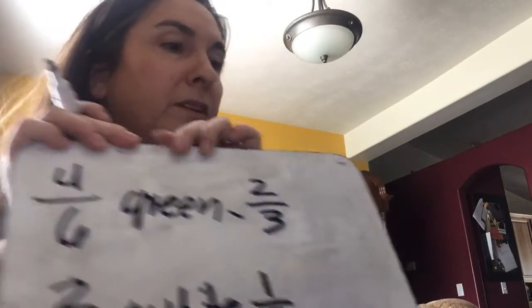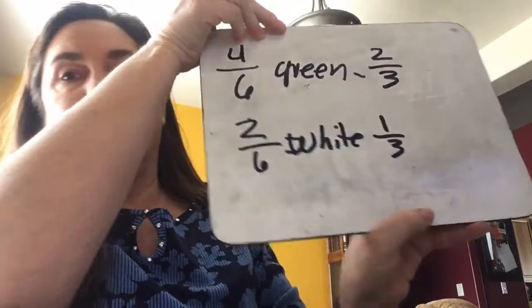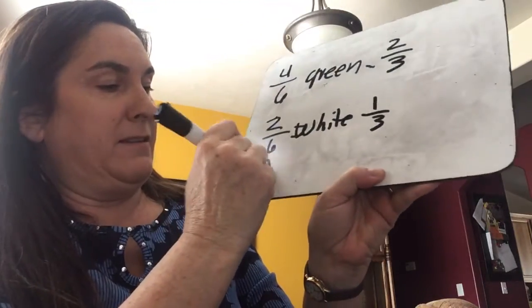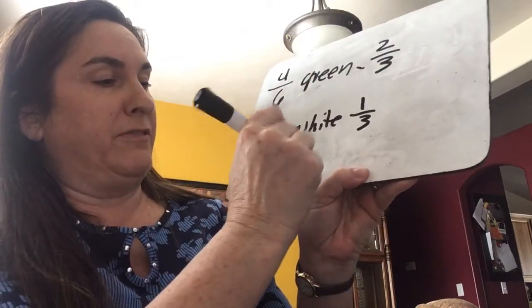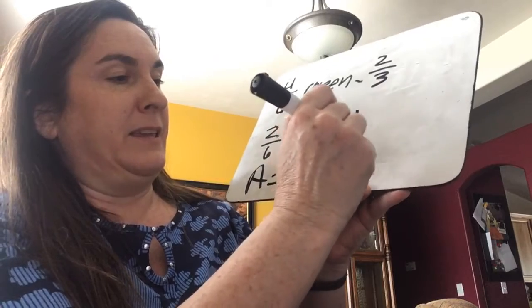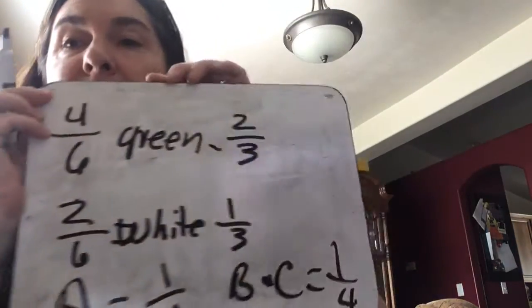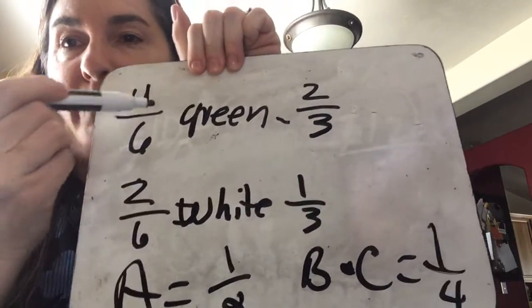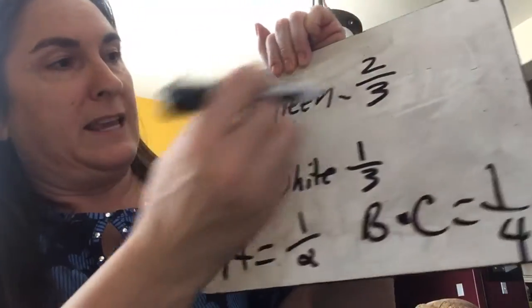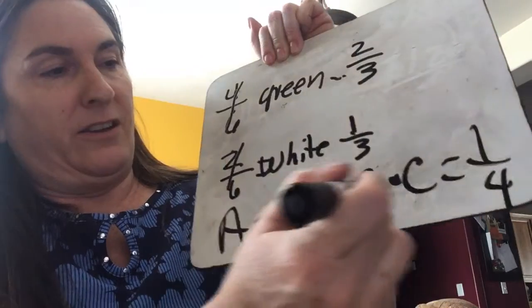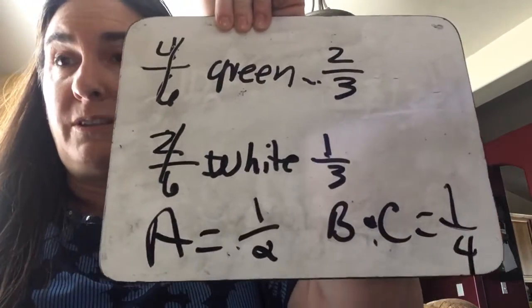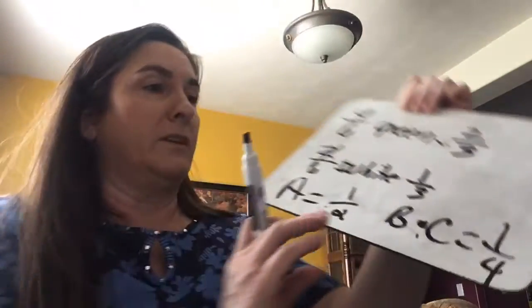Okay. So, I'm going to write on this also. So A equals 1/2, and B and C equals 1/4. Okay, these are all, well, we're not going to use these because we reduced. These are the fractions we're going to use to solve the problem.